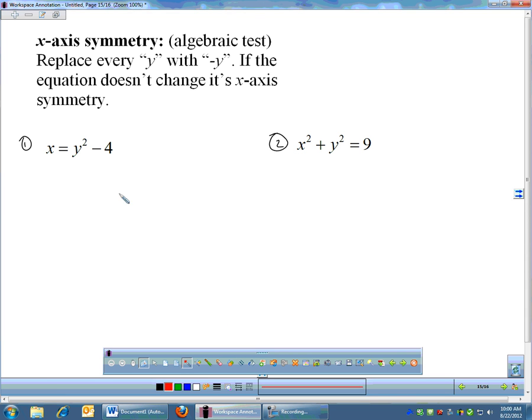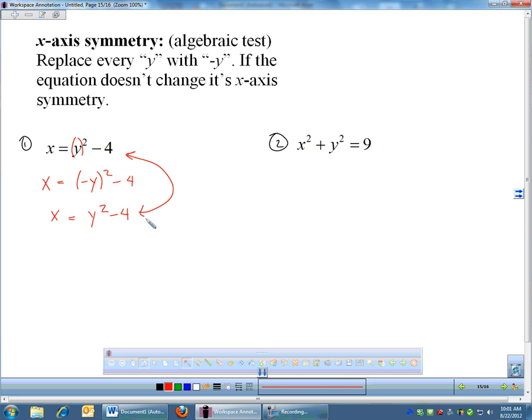You plug in negative for the y. You don't plug it in for the x. So you replace the y's with a negative y, and if the equation doesn't change, you have x-axis symmetry. So I'll take out my y, plug in negative y, and we'll clean that up. Negative y squared is y squared minus 4, and notice my equation didn't change. They are the same. That means this has x-axis symmetry. If you plug in negative y for the y, and it doesn't change, you have x-axis symmetry.